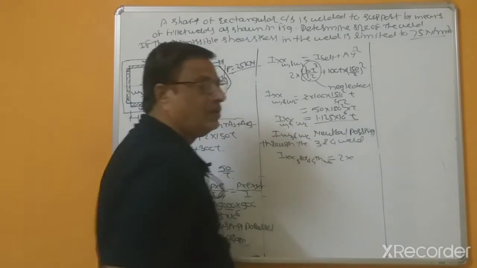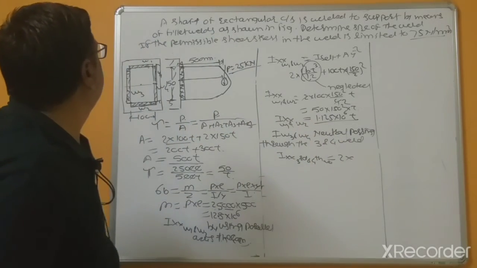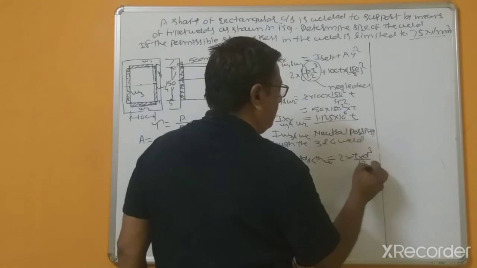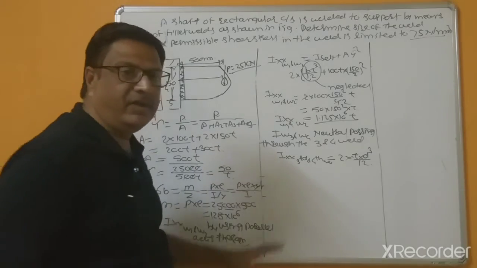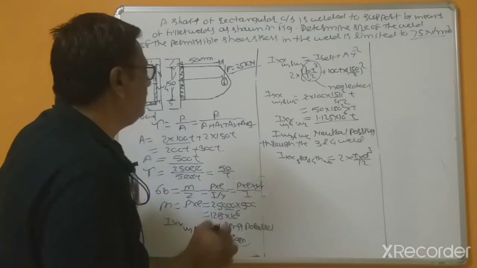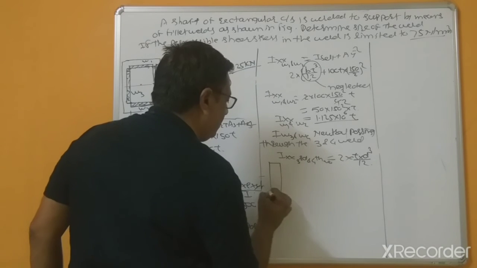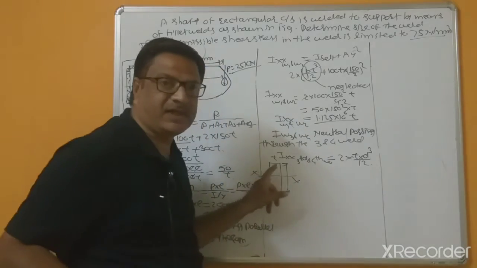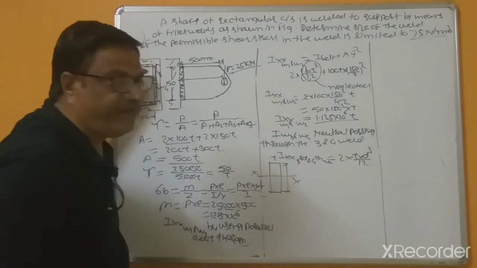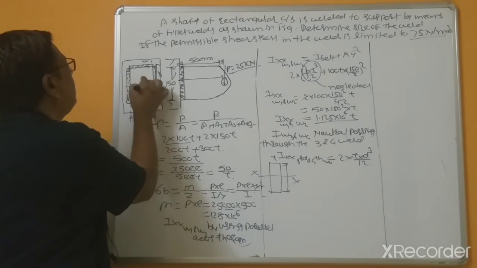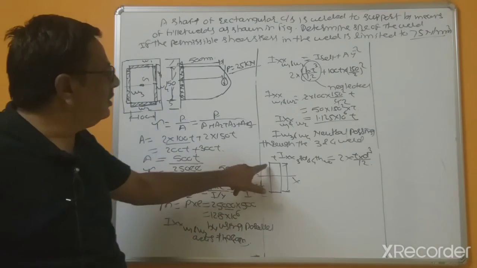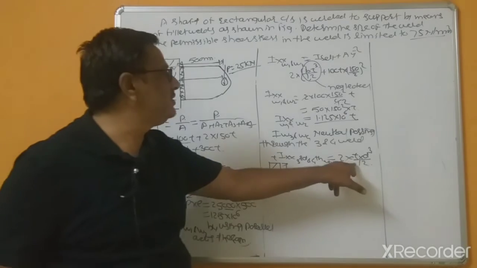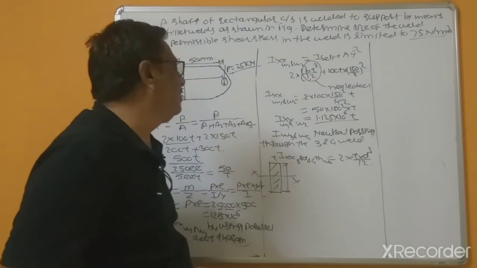2 into T into D cube divided by 12. Only this much, because we only have to consider the self moment of inertia, since this is T and this is D, about the x-x axis. In the previous case, the weld was away from the center of gravity, first and second weld, but the third and fourth welds have the axis passing through them. So that's why this is only 2 into D cube divided by 12.